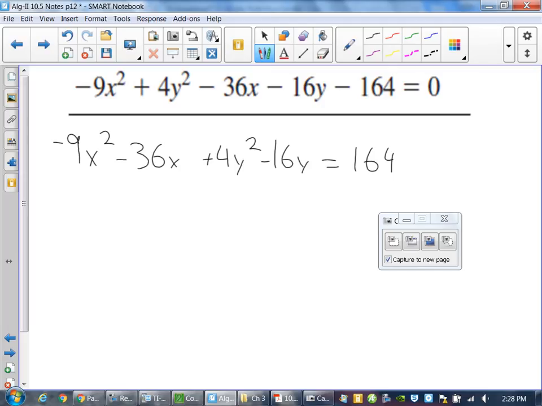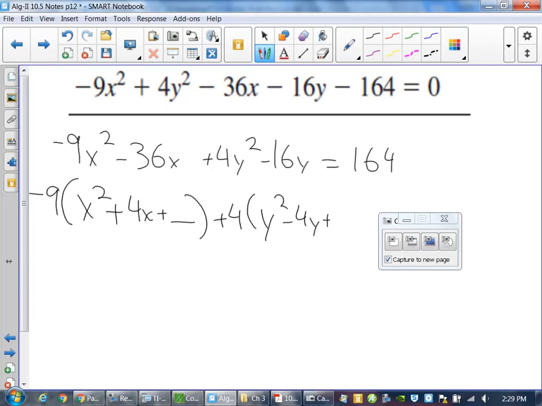Now, after that, we have to start up the scenarios for working with completing the square. Remember, whenever you complete the square, the only rule you have to abide by is that the first term has to be what? 1. Okay. Since it's not equal to 1, when I have this negative 9x squared, I have to rewrite it as negative 9. I take that part out. I get x squared plus 4x plus blank. Take out the 4. I have y squared minus 4y plus blank.